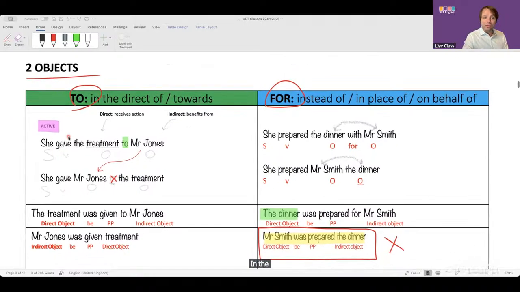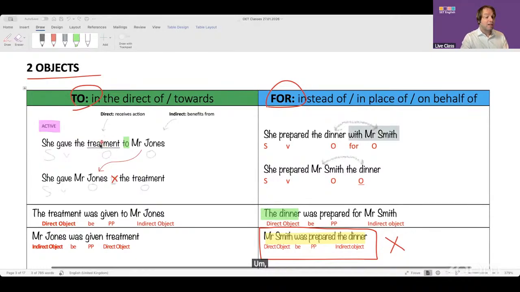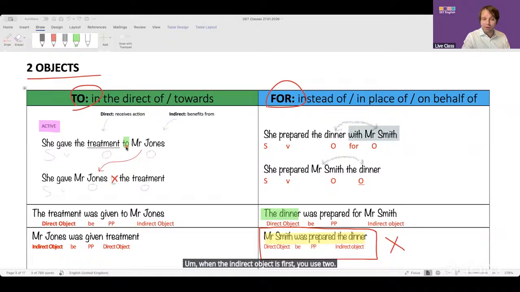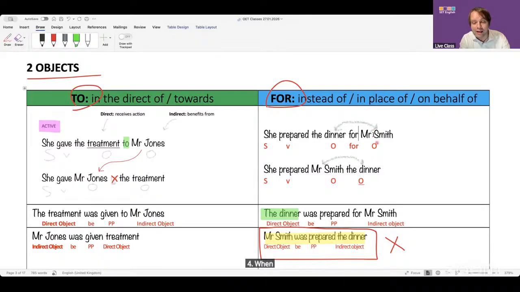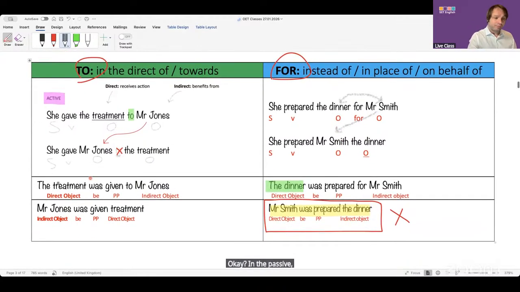In the active, when the direct object is first, you use to. When the indirect object is first, no to. It's the same here. When the direct object is first, we use for. When the indirect object is first, there's no preposition. There's no for. Okay? In the passive, if we use the direct object first, it's always correct.